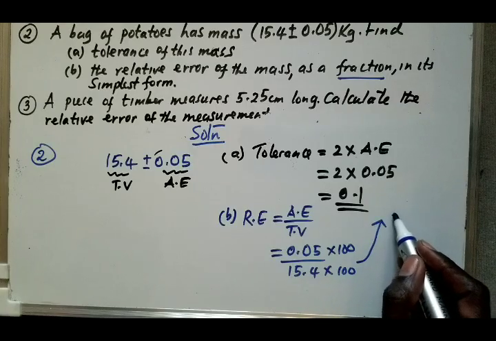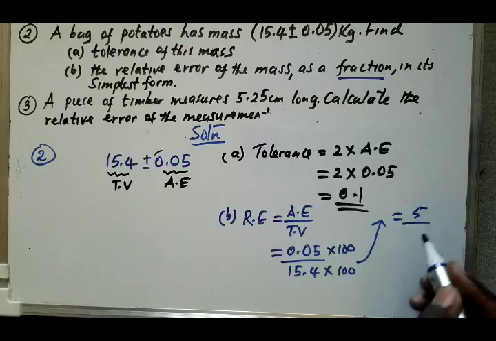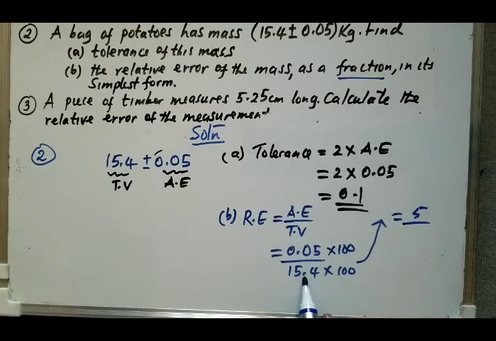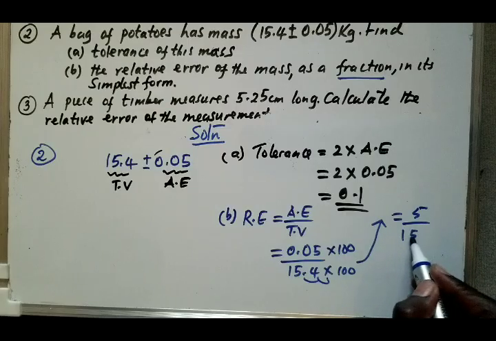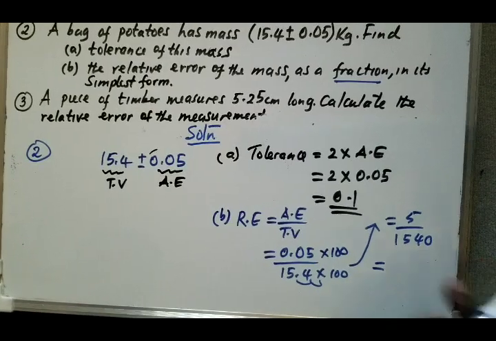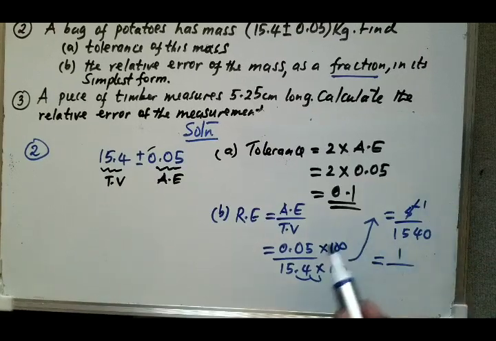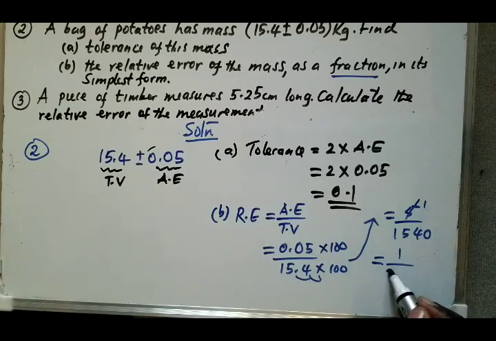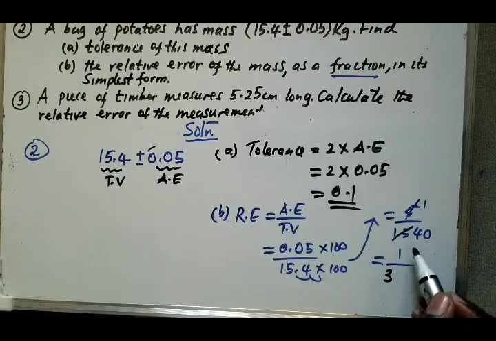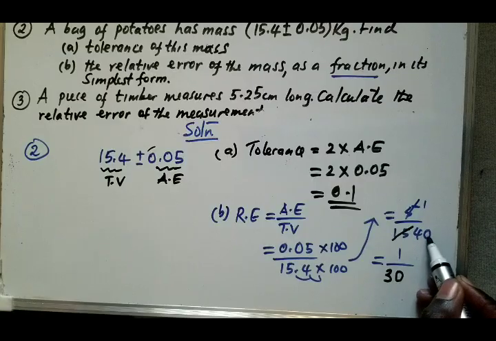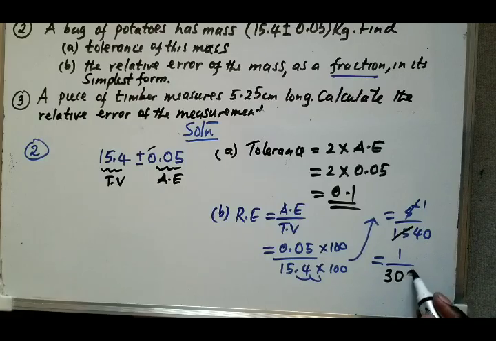Allow me to write it from here. This times that will just give me 5 over this. When I move the decimal point twice, it will give me 1540. Be careful as you try to reduce that. Yes, 5 can go into both numbers. 5 on top gives 1, and 5 into 15 is a 3. Can 5 go into 4? No, so you write a 0 here. Then you take the next number, which becomes 40, and 5 into 40 is simply 8. So the answer is 1 over 308. That is the way you could have gone about that.